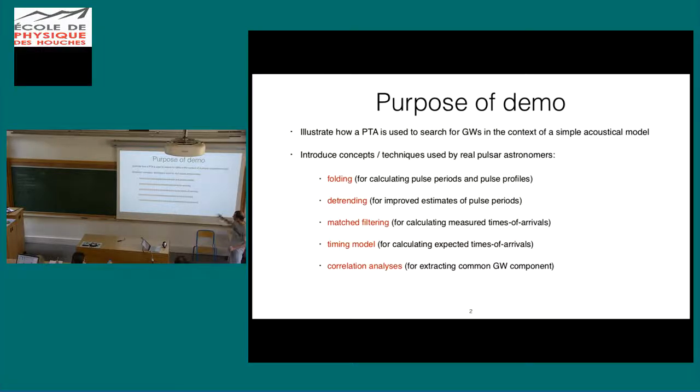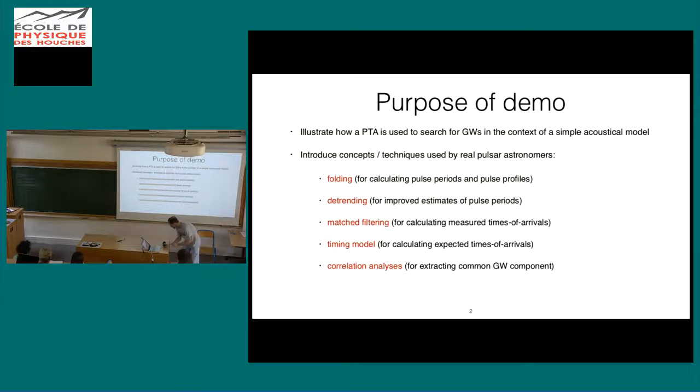Now, I should say that the purpose of doing this demo is to use it for education and public outreach talks to the general public, or also we're considering the possibility of using it for an instructional undergraduate laboratory.